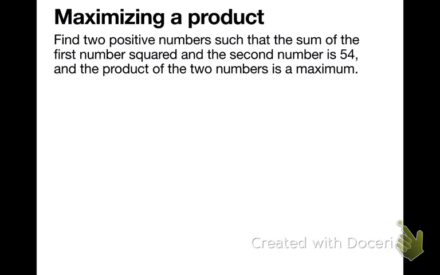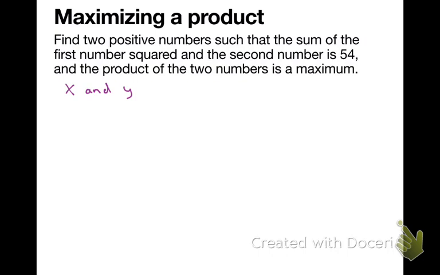Let's try this example where we are maximizing a product of two numbers. Find two positive numbers such that the sum of the first number squared and the second number is 54, and the product of those two numbers is a maximum. Doesn't really make a whole lot of sense to draw a picture here, but we can define our variables. I'm going to have x and y be our two numbers here.